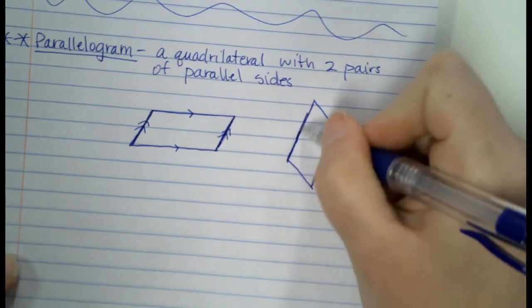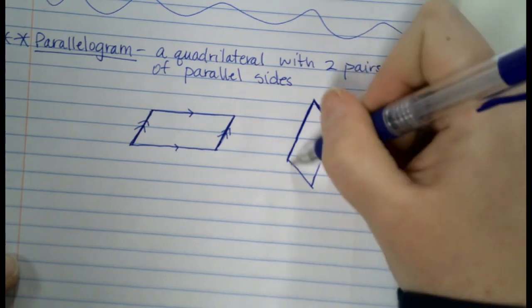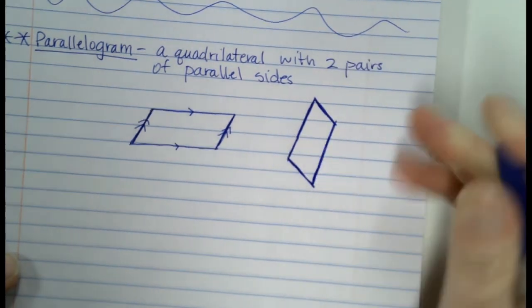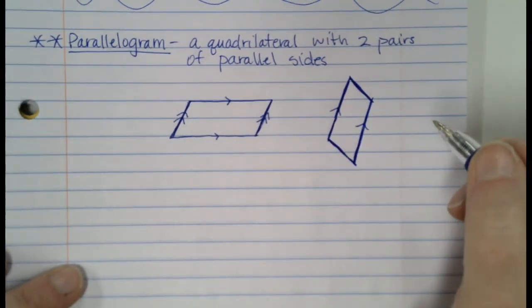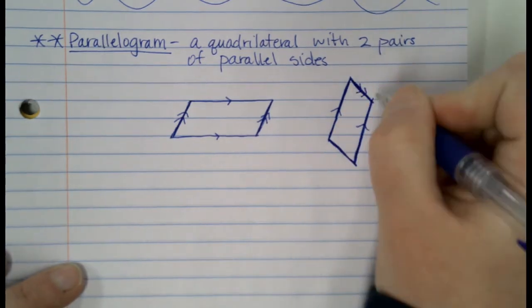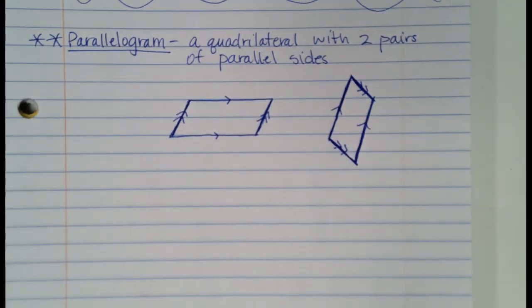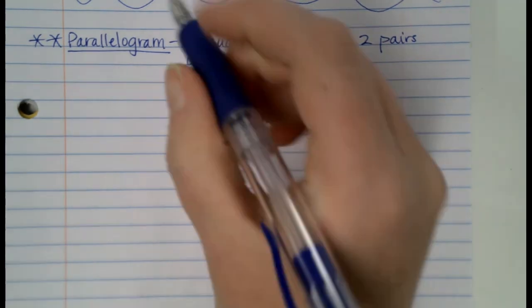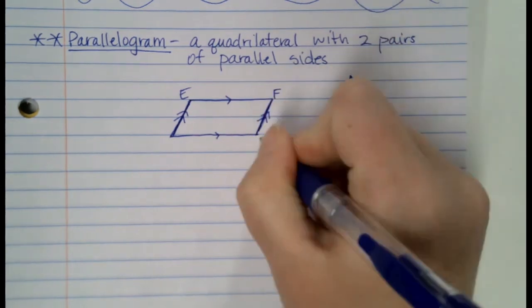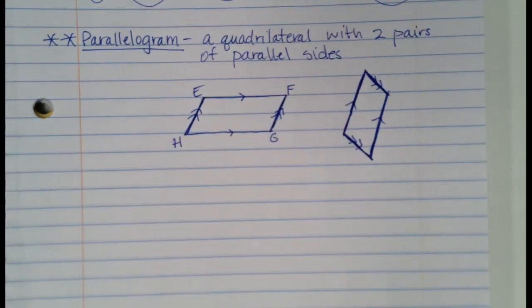Not great. Okay, there's another parallelogram. These lines here are parallel. And then these lines are also parallel. So there's your 2 examples of parallelograms. Okay, pretty easy. I am going to give this parallelogram some letters, so I'm just going to use E, F, G, and H. Right, like we always name the corners, the angles.